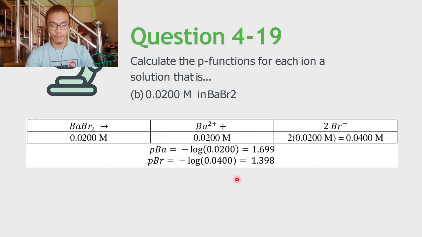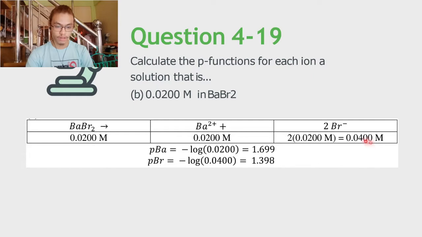For the next item, we have 0.0200 molar in barium bromide. So based on the table, we could see that the ratio between the barium ion and the bromide ion is 1:2, meaning that bromide ions are twice the amount of the barium ions, while the barium ions have a 1:1 ratio with the barium bromide, which means that they have the same concentration of 0.0200 molar. And since the bromide ions is twice of that, bromide ions have a concentration of 0.0400 molar.